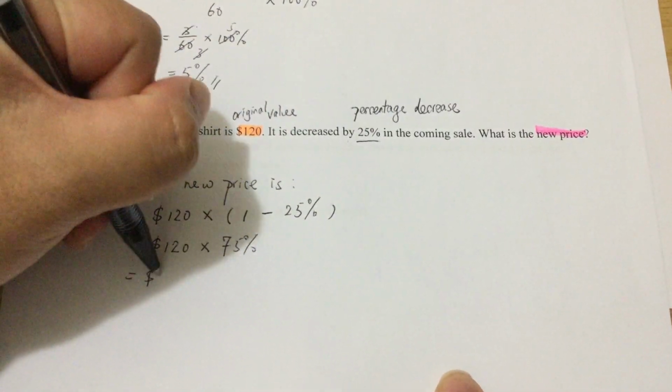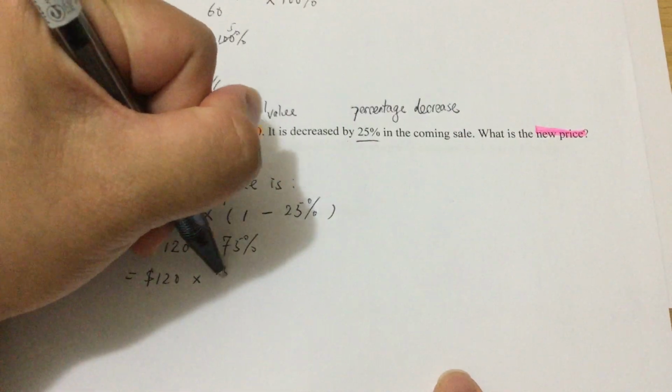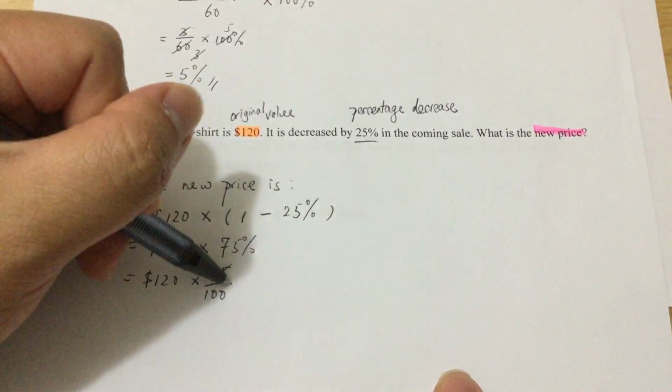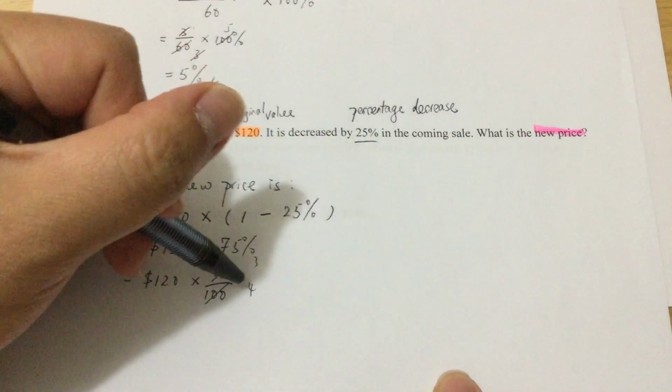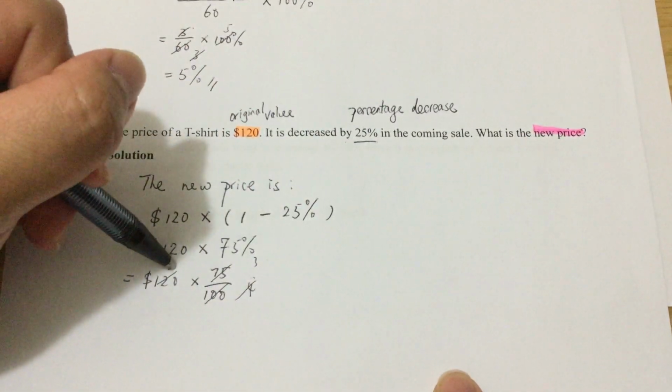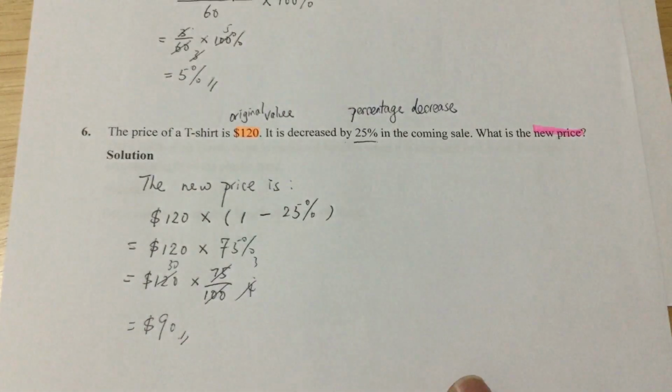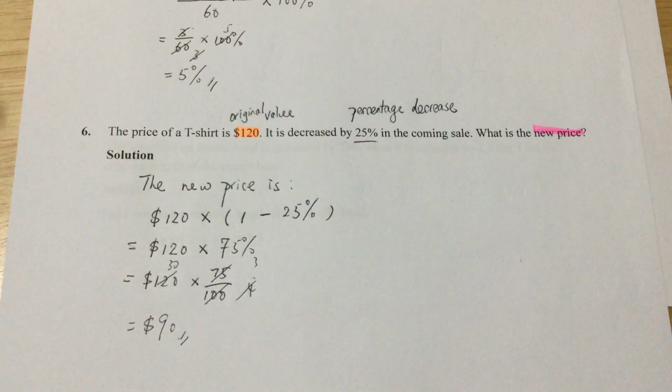We have 120 times 75 over 100. Once again, the multiple of 25, you have 3 and 4. And 4 with 120, you have 30. So the new price is $90. Okay, so this is the new price for question 6. I will pause for 15 seconds and we will go to question 7 to question 9, okay, for you all.